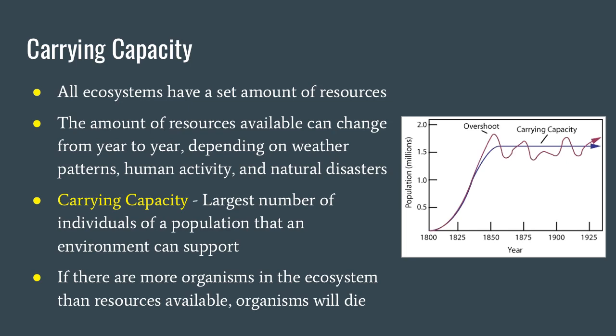The one thing that happens with populations is at a certain point they reach the maximum amount of resources that can be taken out. So all ecosystems have a set amount of resources, whether that's food, shelter, water, whatever it is. The amount of those resources available can change from year to year. So you might have a drought one year or you might have a lot of rain the next. And that usually depends on the weather patterns, human activity, and natural disasters like tornadoes or hurricanes, things like that.